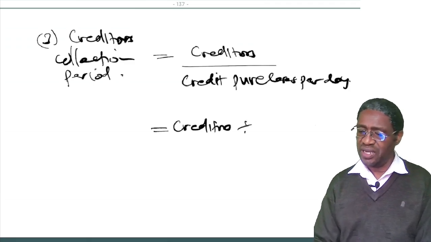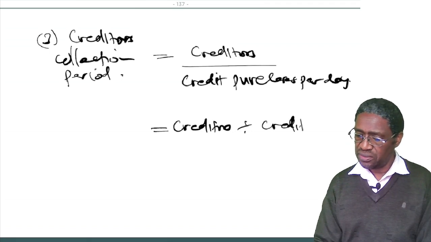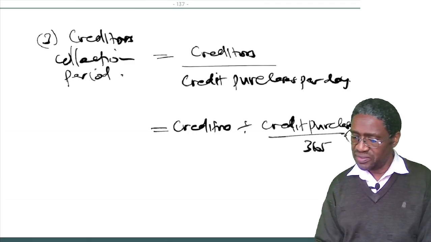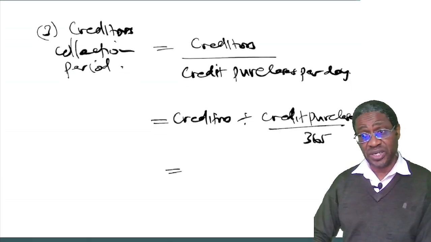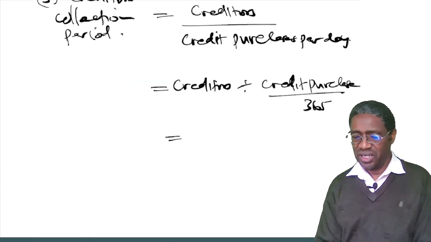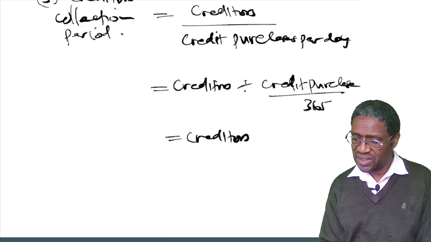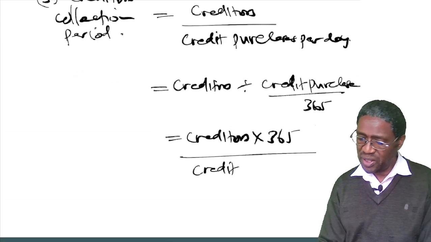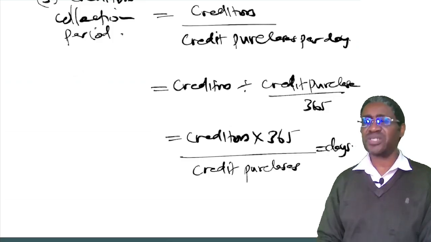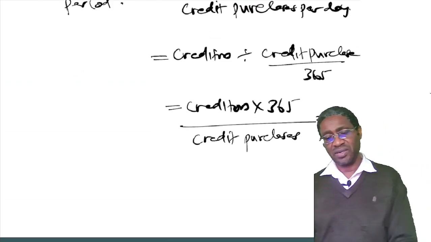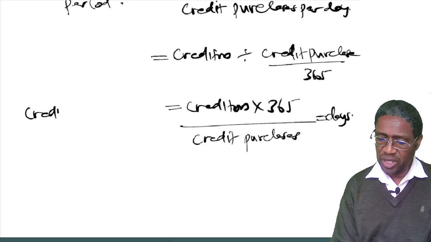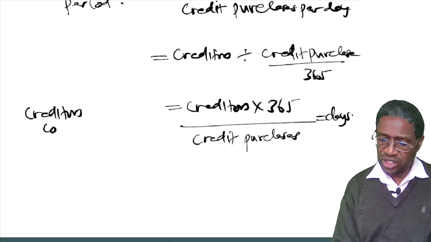We divide that by credit sales, credit purchases. We divide that by 365. This mathematically can be expressed as creditors times 365. You divide that by credit purchases. Again, the answer you get should be expressed in terms of days. That is what we do to determine what we are calling the creditors collection period.